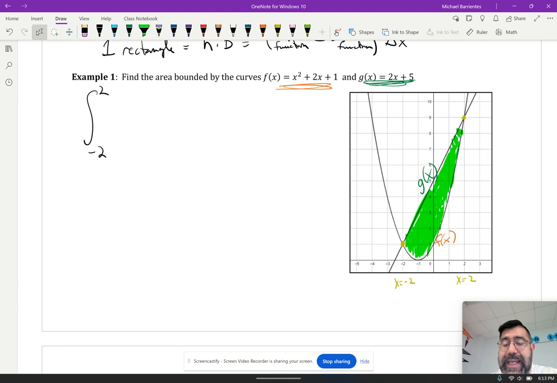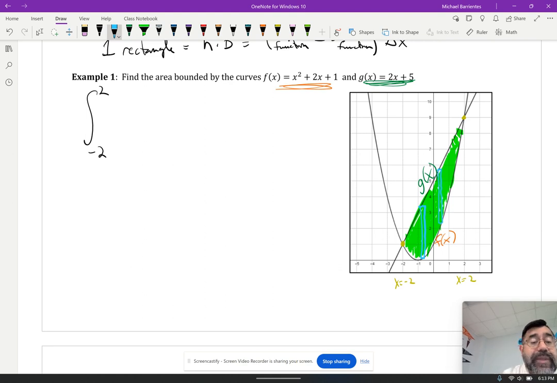But let's check. In that interval between negative 2 and 2, is one function always the top and the other function always the bottom? So if I were to draw a representative rectangle in a random place, is the top part bounded by the same function forever in here? If I do another rectangle in another random place, is the top part always the same function? Yes, it's always g of x. And is the bottom function always the same boundary function? Yes, it's f of x.